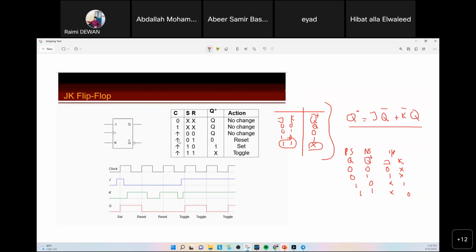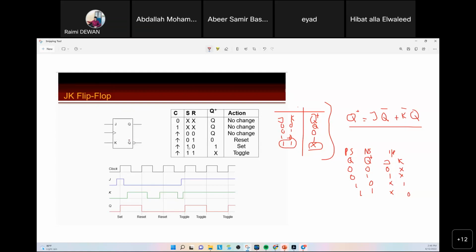At the next rising edge, let's say it is 0 and 1. J is 0, K is 1. So the next will be reset. You see, 0, 1 will be reset. That's why you have reset here.